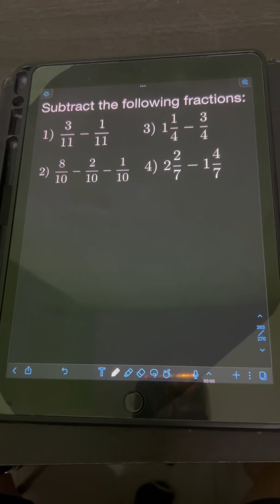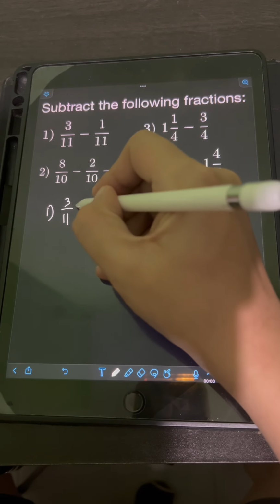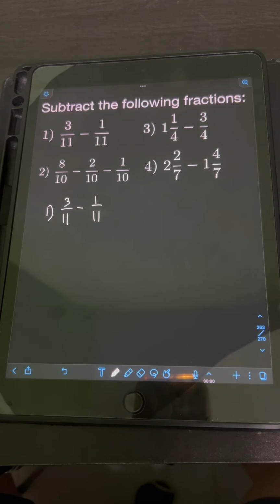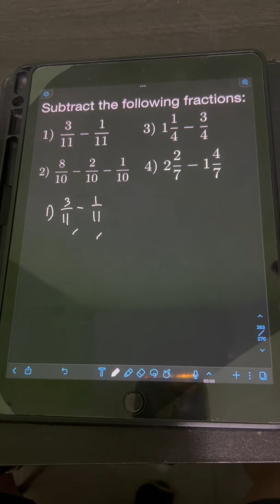Let's try to solve this problem. Subtract the following fractions. So let's start with number 1: 3 over 11 minus 1 over 11. So we are subtracting similar fractions, meaning having the same denominators. So in this problem, we have the same denominator of 11.